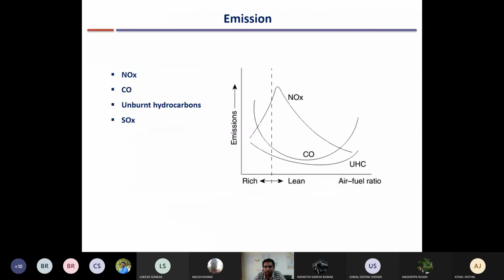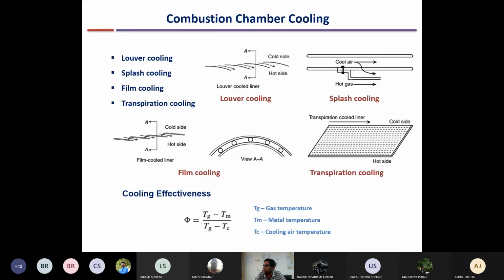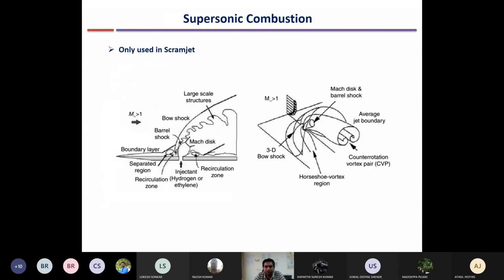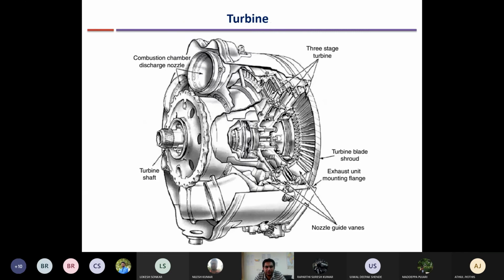You can read more about it. Boeing also has a design, and they have tested. So NASA has a design and tested, and Boeing also has tested one design more recently, 2010 or 12. You can just check that.